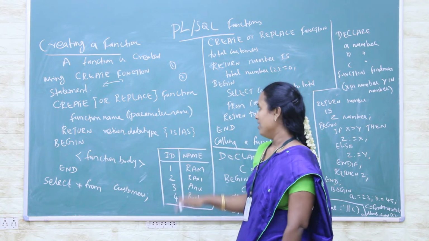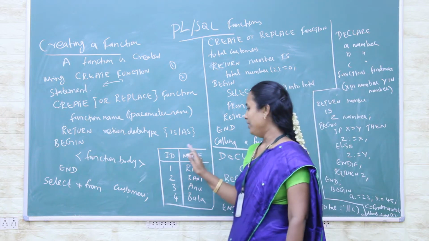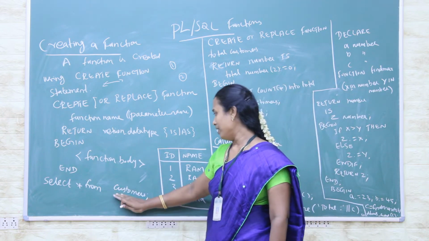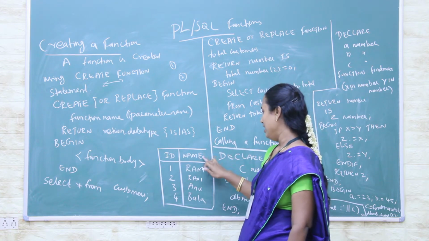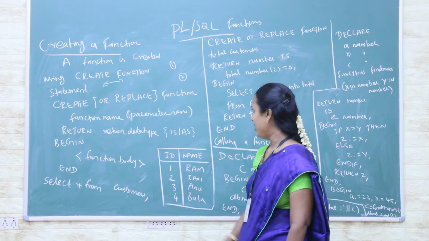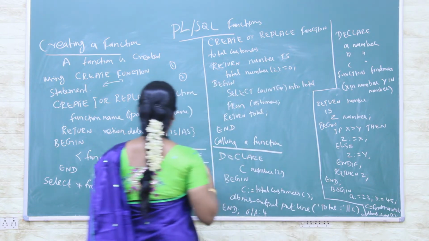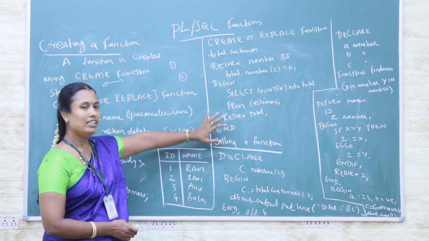Okay, in this create function syntax I use one existing table. That table is called customer. In this customer table I use only 2 fields, that is ID and name. I have inserted only 4 records in this customer table. Now I will show how the function can be created using this table, as specified in this example.